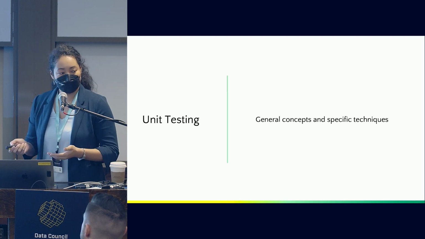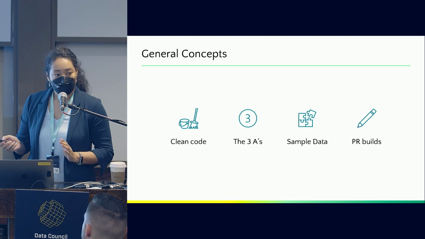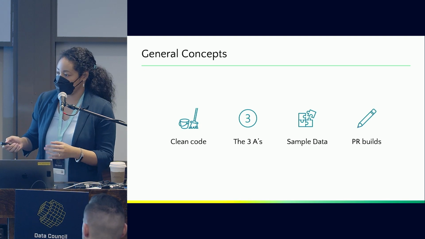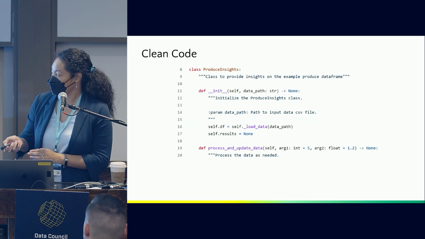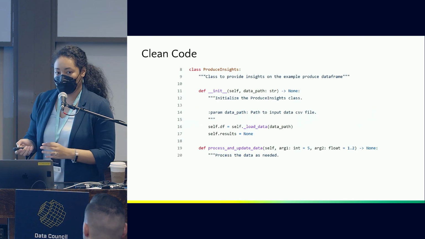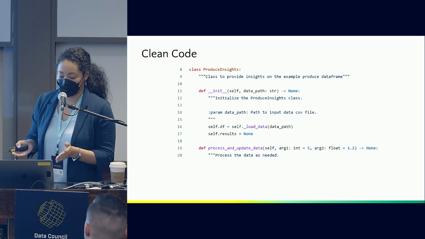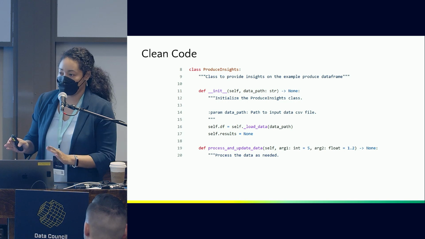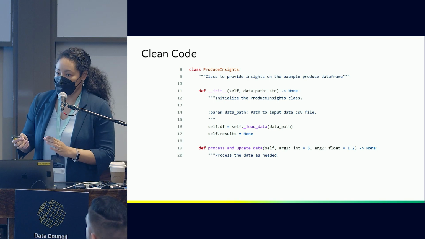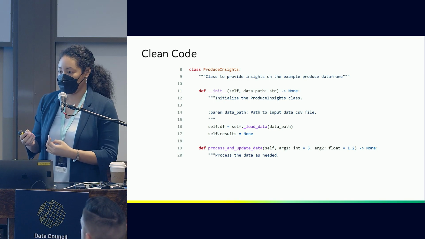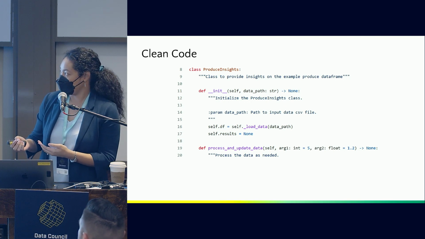Okay, so let's get into some general concepts about unit testing. There's more that can go into this, but just for the sake of time, I'm going to group this into four high-level categories, starting with clean code. In this presentation today, I'm going through a very basic example of a class that I wrote called ProduceInsights. It's not really anything at all, but just something for demonstration purposes. The purpose of this class is to take in produce sales information and do some sort of calculation given that data.